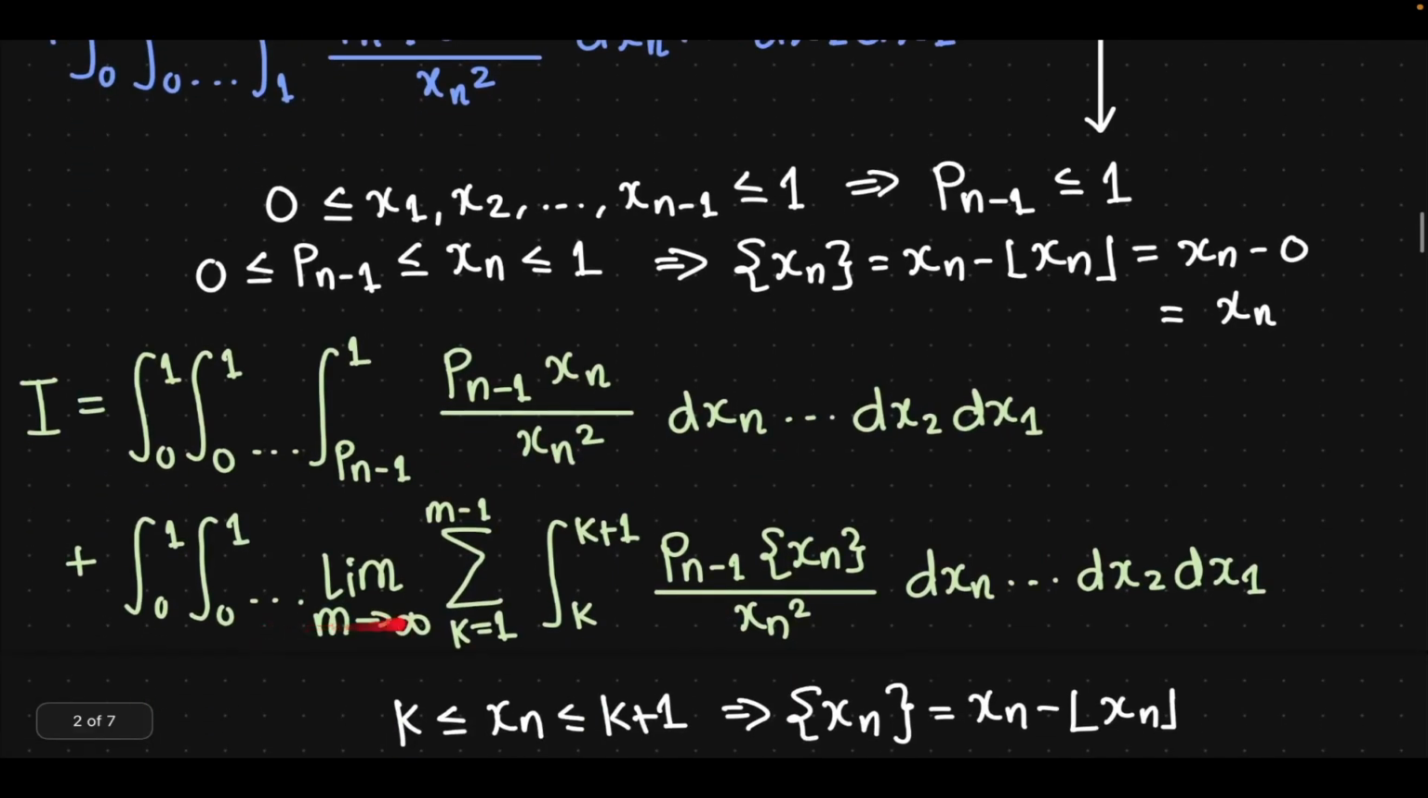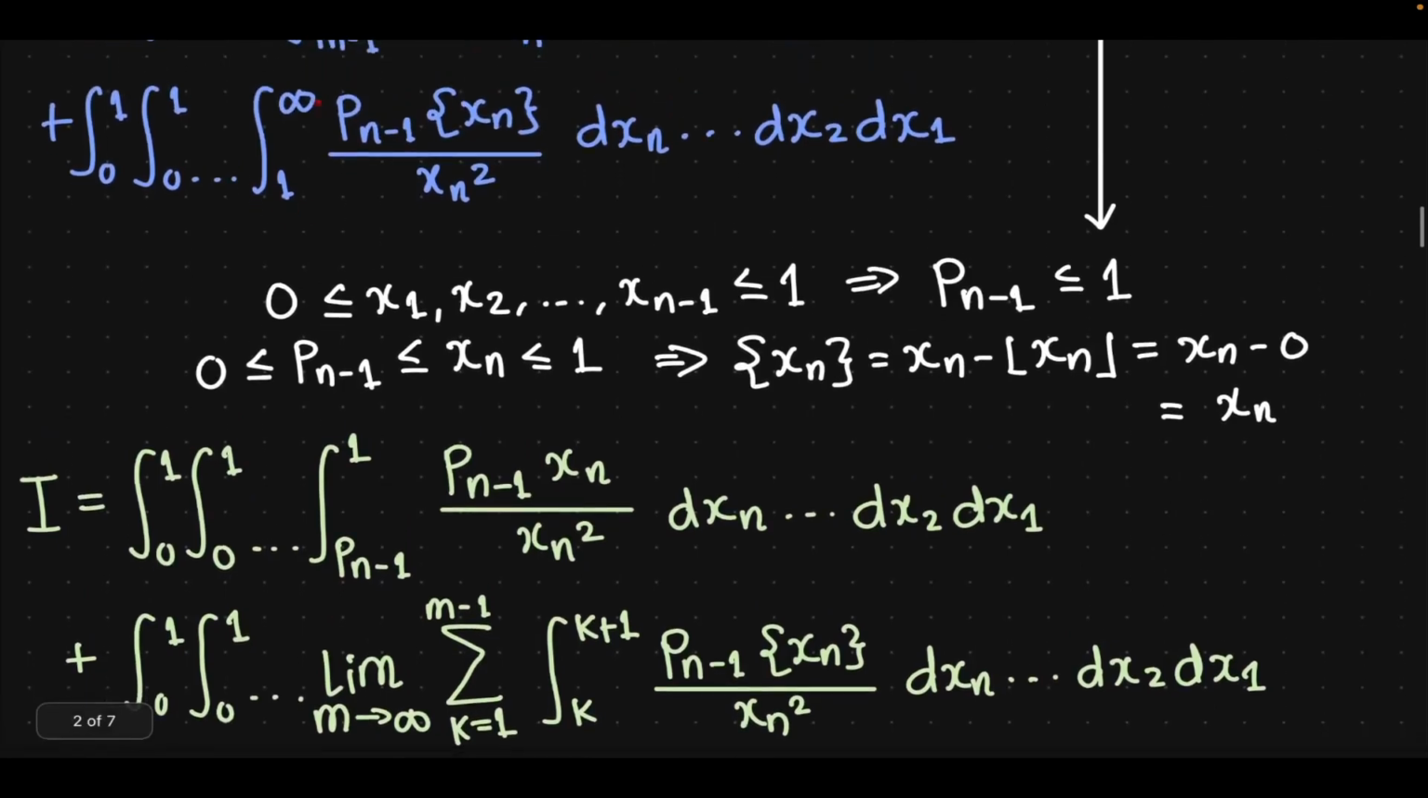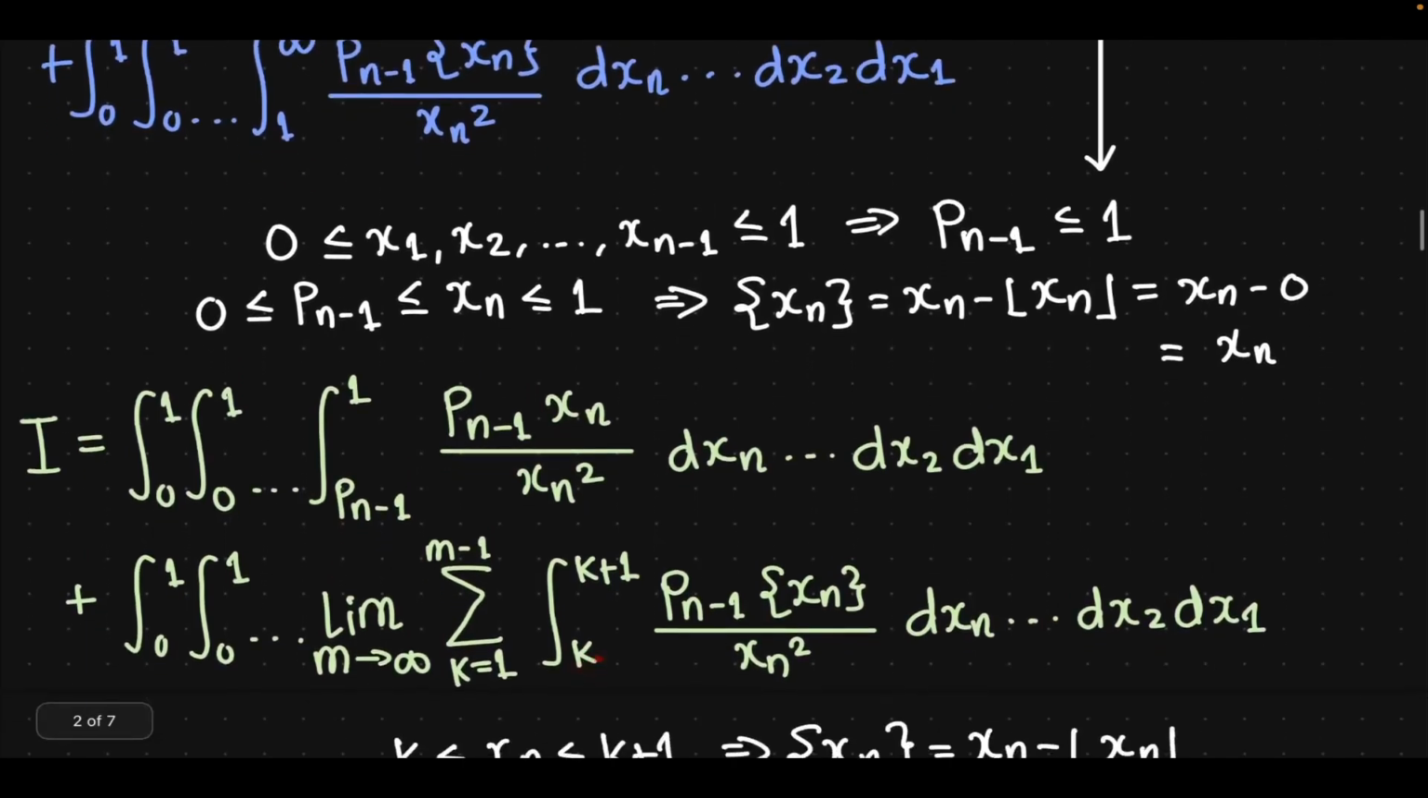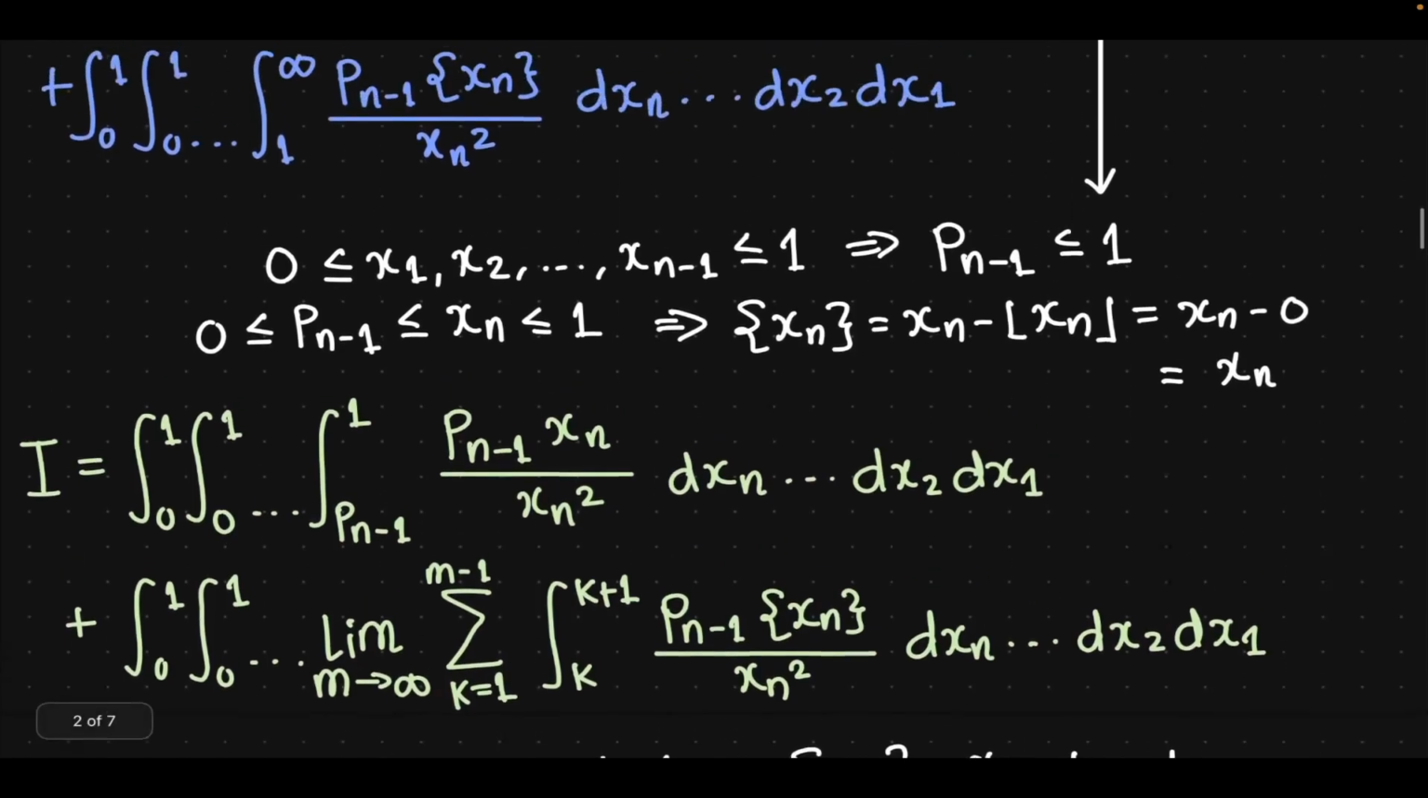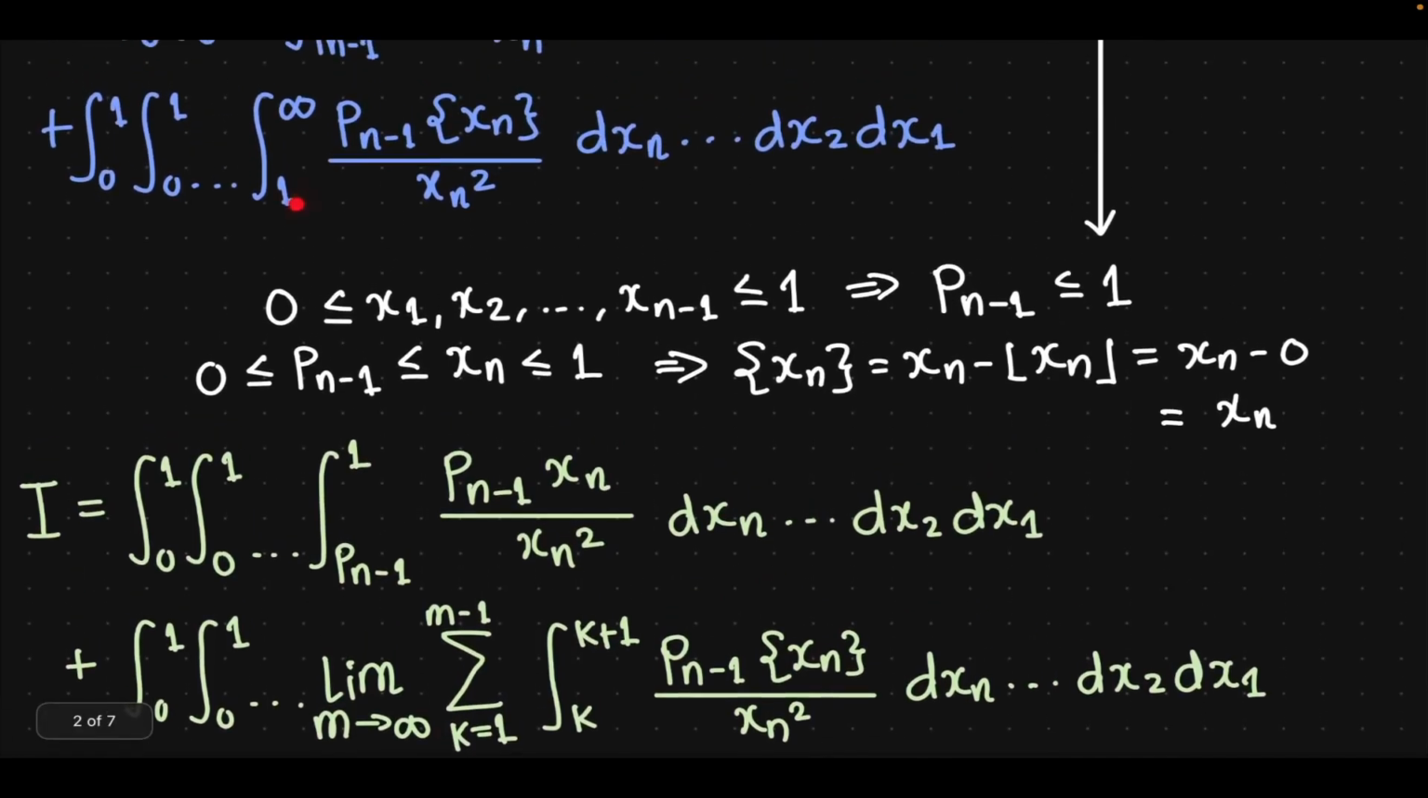The second integral, however, we can split the interval from 1 to infinity as k to k plus 1, and then we sum from k equals 1 to m minus 1, and then take the limit as m goes to infinity. I'm going to repeat that. I'm going to unpack all of that for you because that's a lot going on. So the interval was from 1 to infinity.